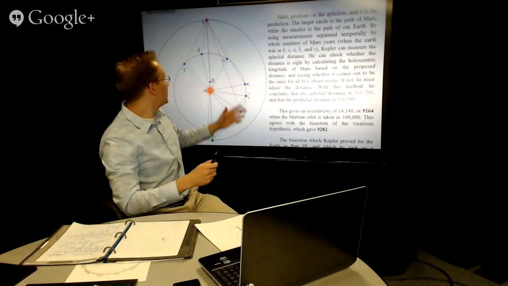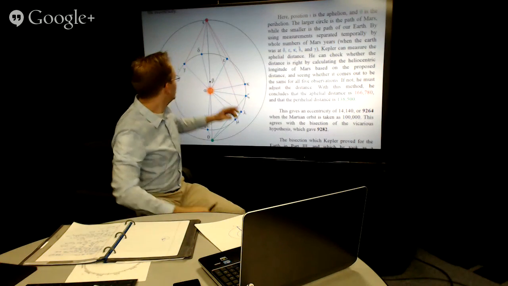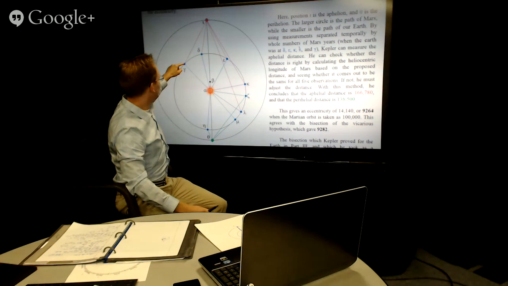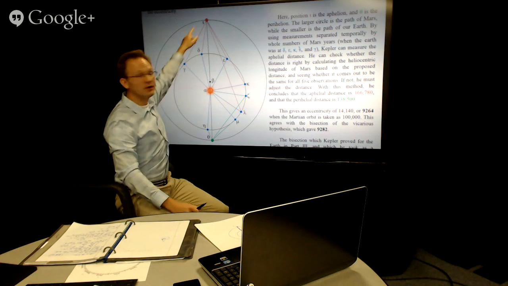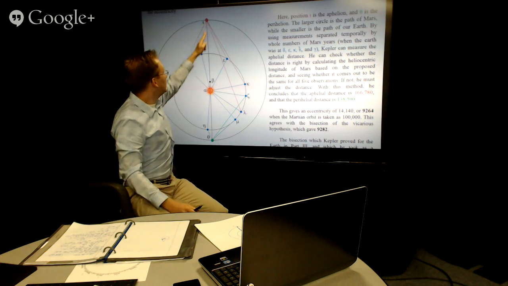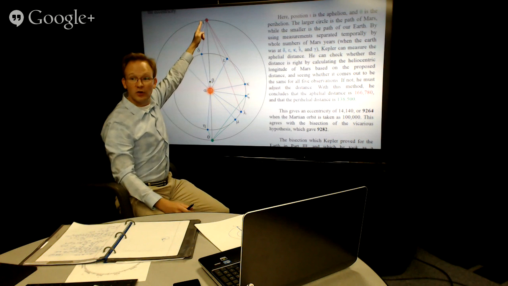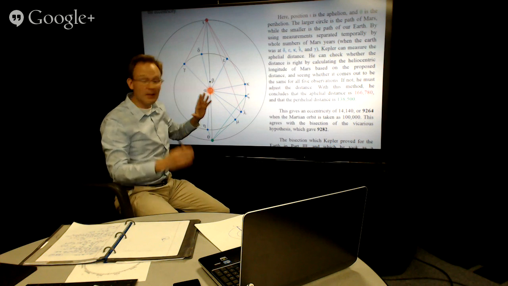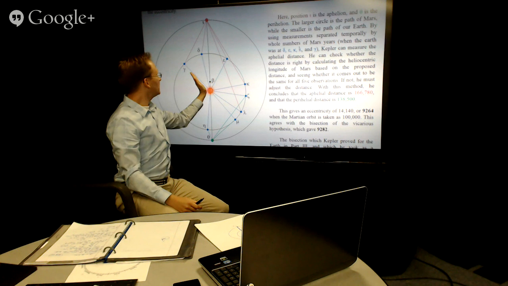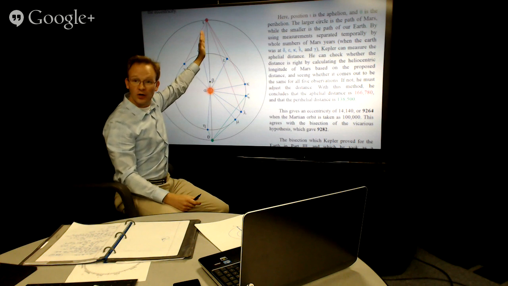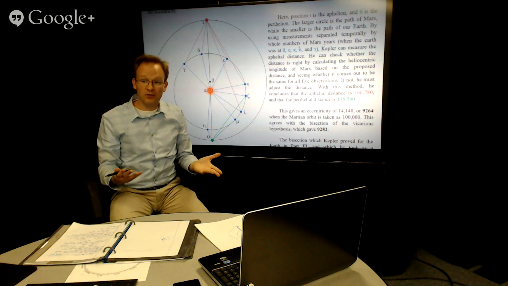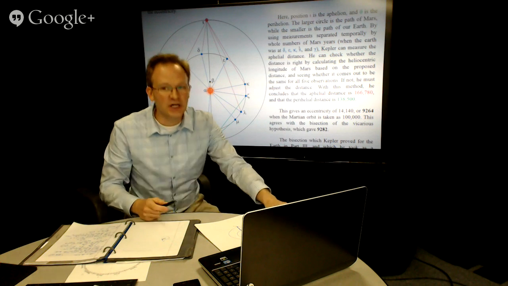So to go back to this then, Kepler's approach is that for all of these triangles of Earth, Sun, and Mars, if he got this distance correct, then the calculated longitude of Mars will be the same for all 5 observations. So that's the trigonometry he does in this chapter.